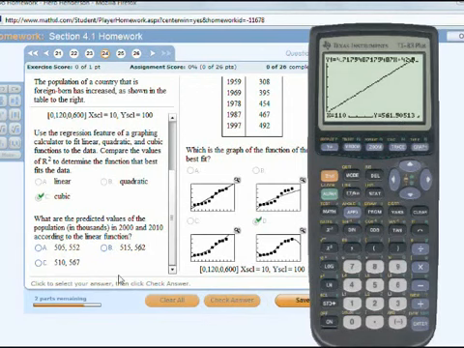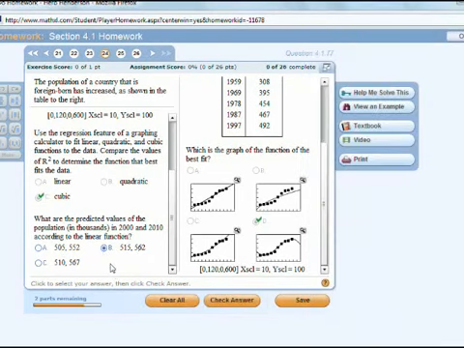Now again, you could have just substituted these values for x, 100 and 110, into our equation, and we'd have been in good shape. You would have gotten the same answer. So I check my answer. Excellent.